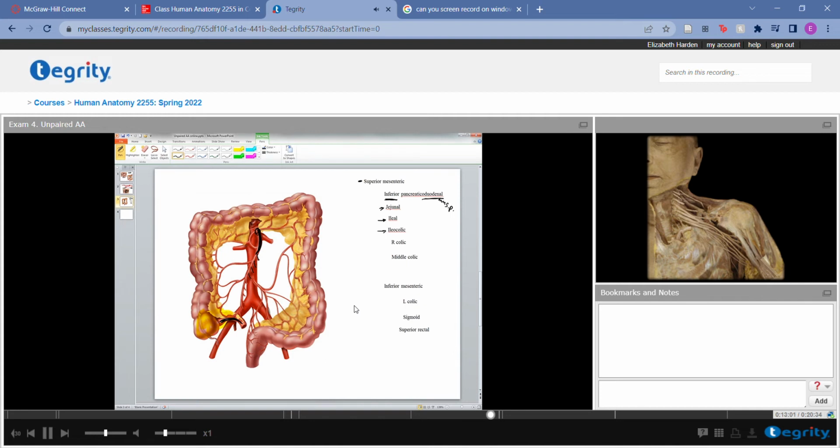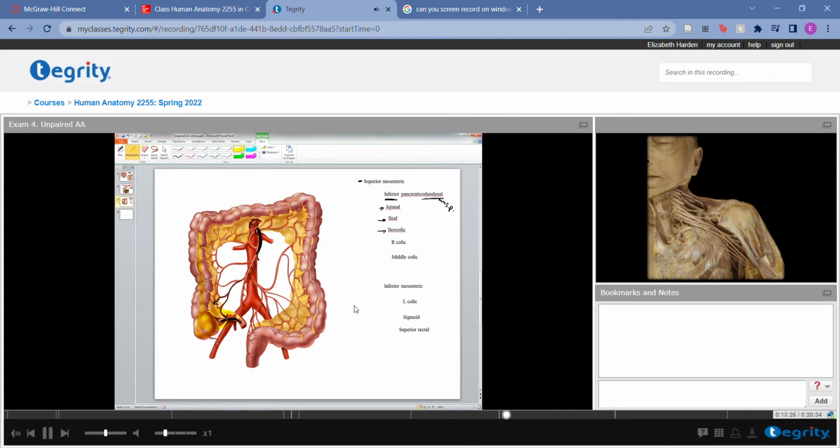So it supplies, here it is right here, it comes down, and you have some branches that are supplying the ileum, and you have some branches that are supplying the colon, and therefore it's called the ileocolic. It really is just that big. Again, working our way through the GI tract, the next part is going to be the ascending colon, and that's going to be this area over here.